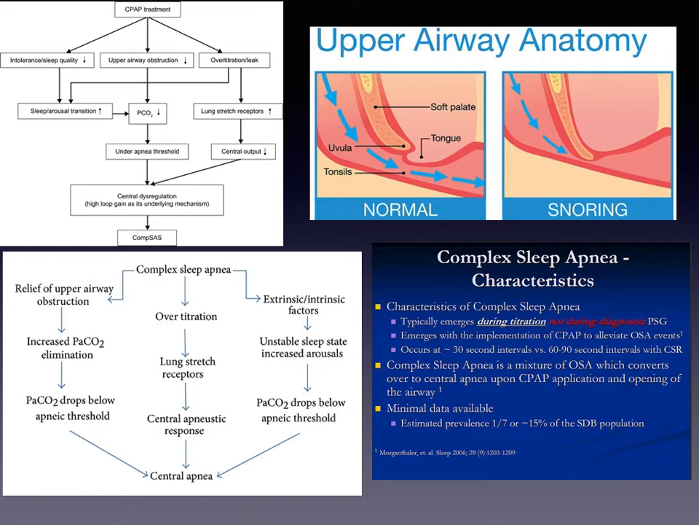Other factors are like over titration of CPAP, which is thought to lead to central apnea, but we don't really know why. One reason may be that the activation of lung stretch receptors may inhibit the central respiratory motor output. Another one is washing out of the CO2 from the anatomical dead space, which may occur if mask leak or mouth breathing develop at high CPAP levels.